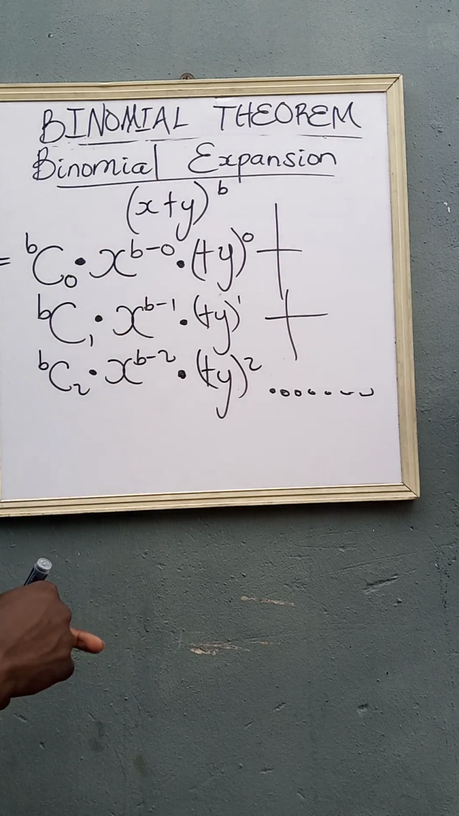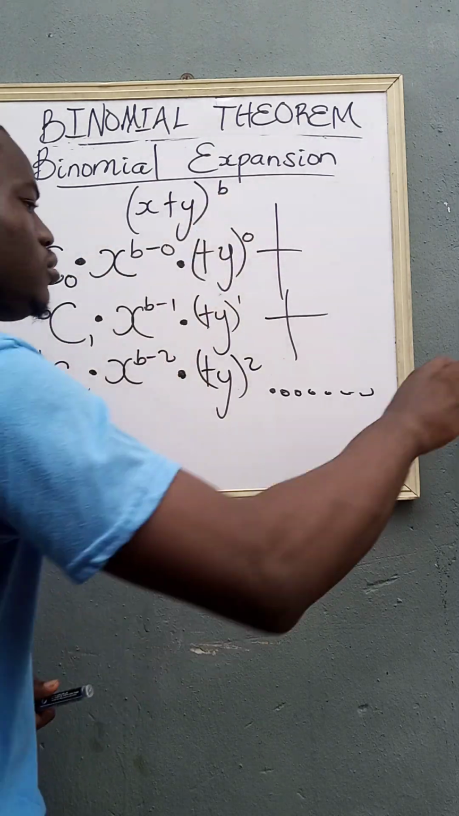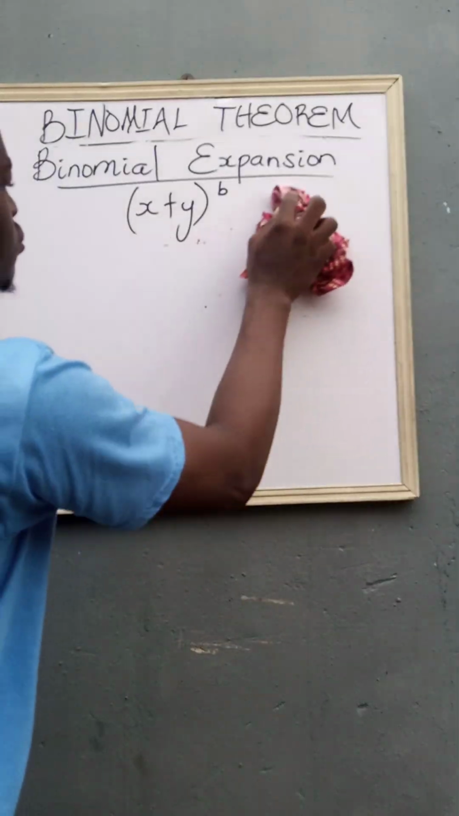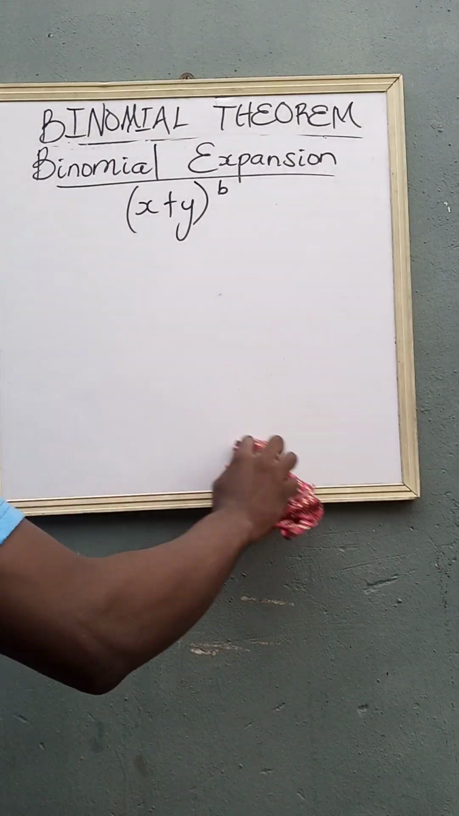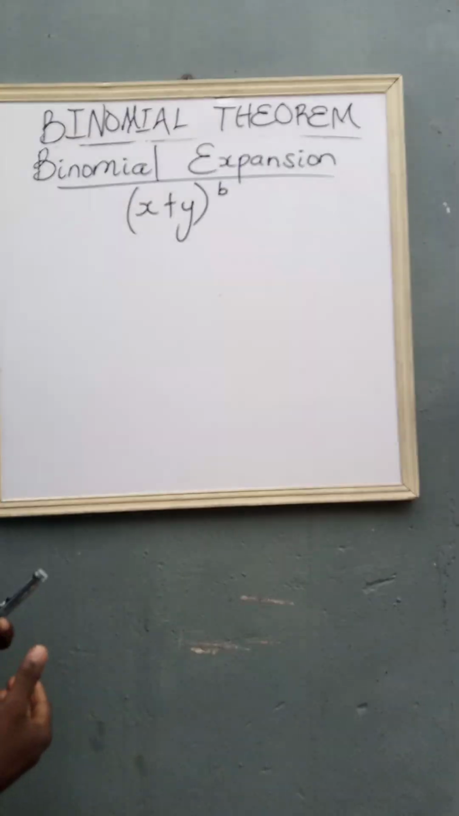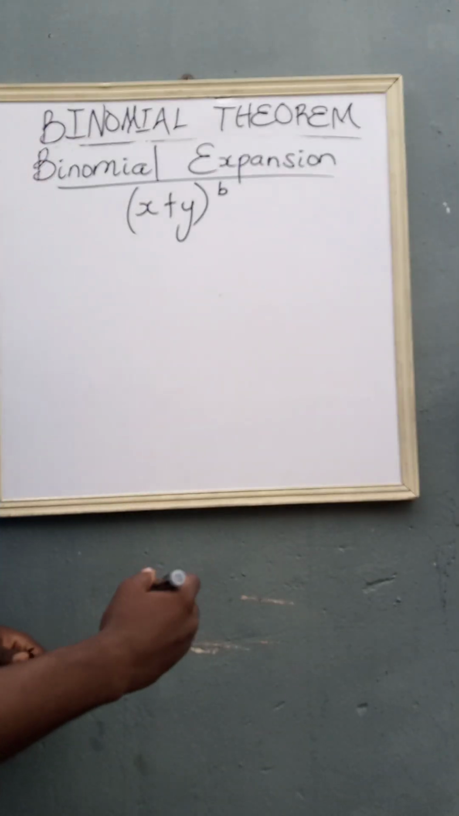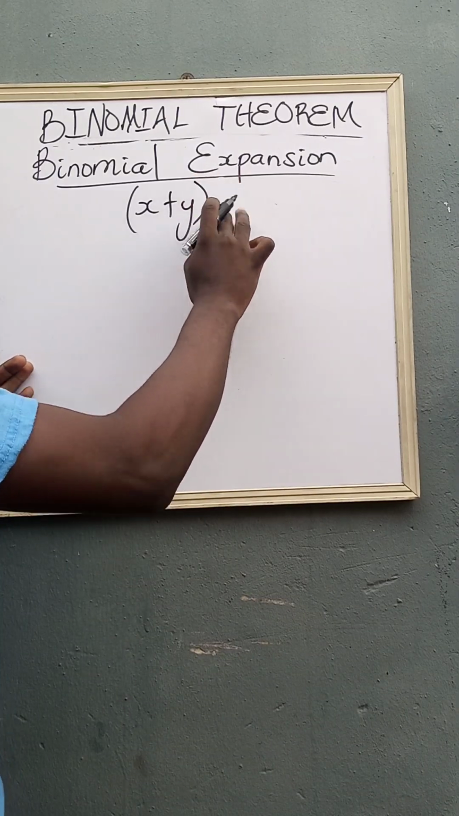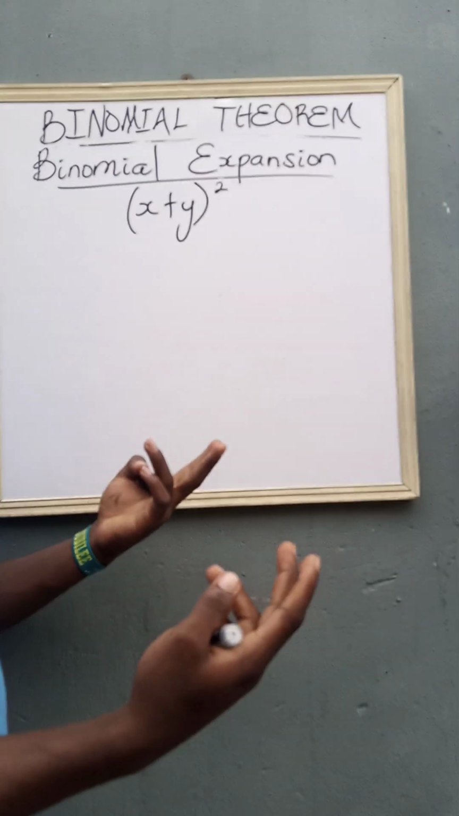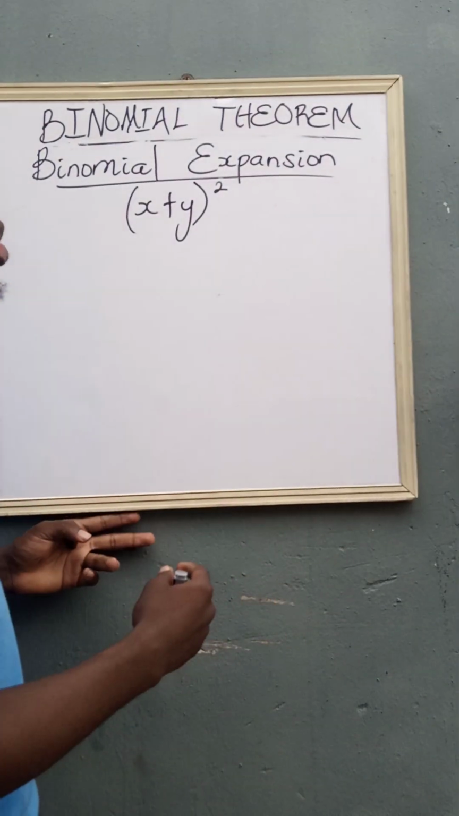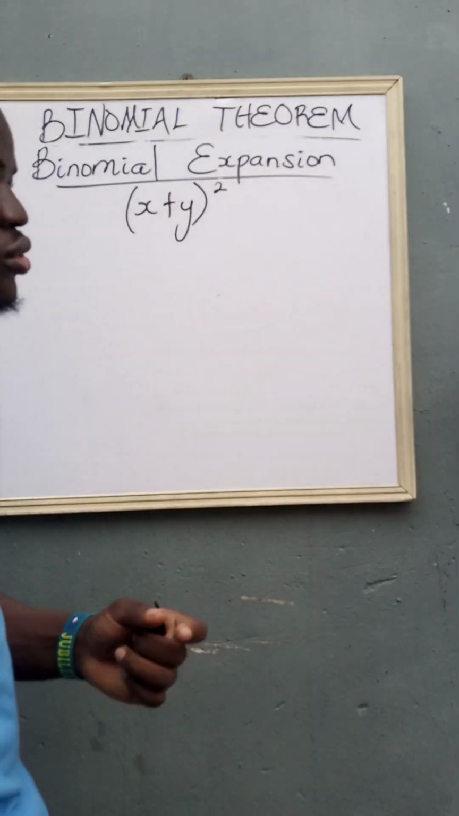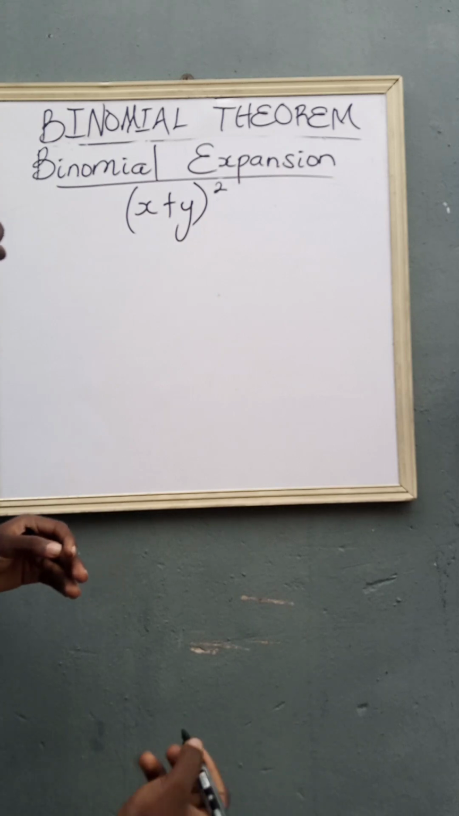Let's try to put a power into this. Please do well to jot as you watch this video. Alright, so say I have a known power here. b is replaced to be 2. Now we can use 2 methods: doing the binomial expansion using the combination method or using Pascal's triangle. Let's start out with the combination method.